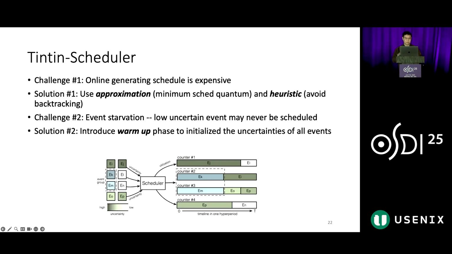That's all for the efficiency. And also, elastic scheduling schedules events depending on the uncertainty of that event. So it means some low uncertainty events may never get scheduled. Maybe that's an issue of our design. To work around this, we introduce a warm-up phase for every single event to make sure they have enough measurements to initialize the uncertainty.